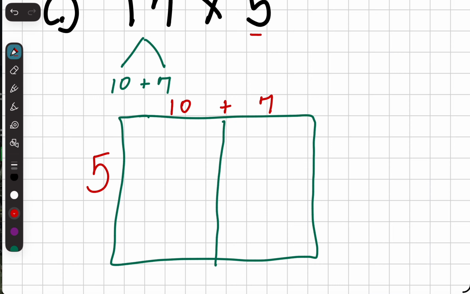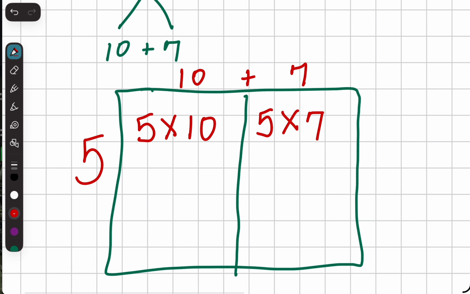Since you put the 5 on the side, you remember that you're going to multiply 5 times in both boxes, and you're only going to multiply the number that's on top of that box. So in the first box, there's only a 10 on top of that box, and in the second box, there is a 7 on top of that box. So now I'm going to multiply.